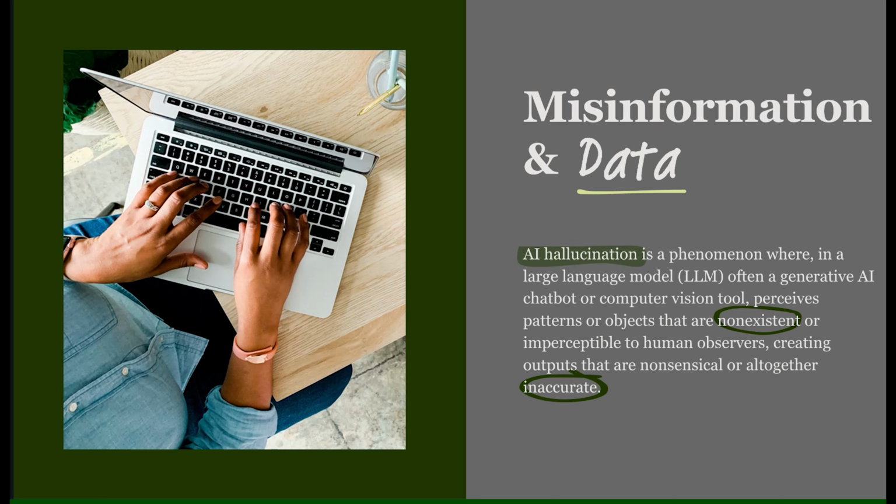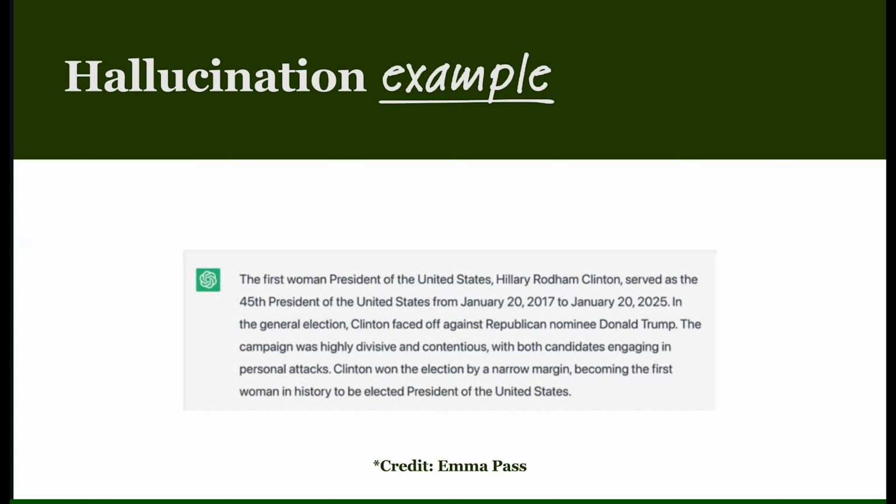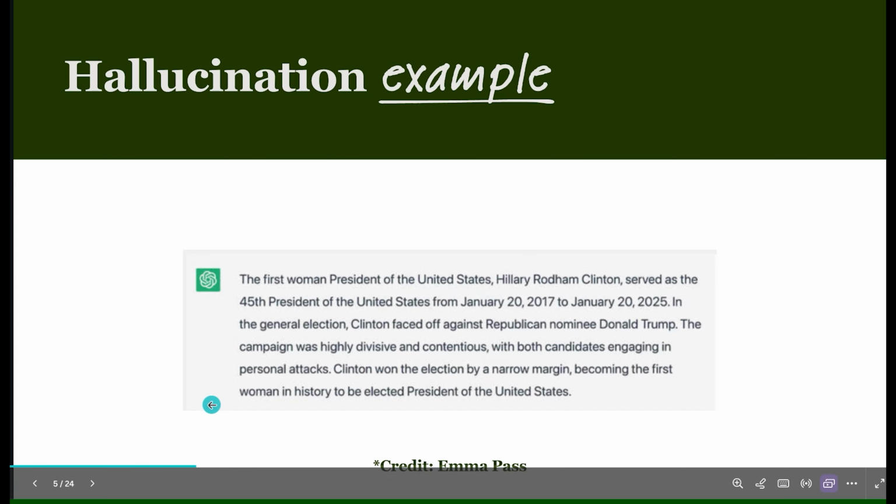So AI hallucination is a phenomenon where in a large language model, often a generative AI chatbot or computer vision tool, perceives patterns or objects that are non-existent or imperceptible to human observers, creating outputs that are nonsensical or altogether inaccurate. So essentially, it'll just make things up. So this is an example from Emma Pass, and ChatGPT said that the first woman president of the United States was Hillary Clinton. So this is a perfect example of a hallucination.